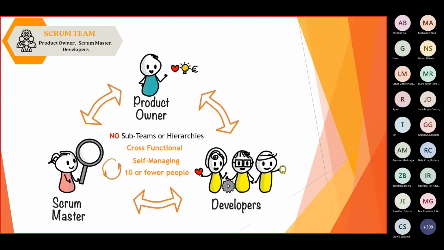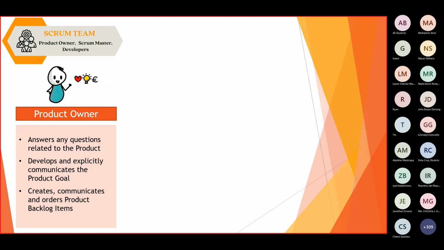Let's see what the responsibilities are that are entailed in these roles. Okay, so let's tackle first the product owner. Just like the name implies, the product owner owns the product. Anything about the product is the responsibility of the product owner, which includes answering the questions related to the product or the service that the Scrum team is providing, and developing and explicitly communicating the product goal. We're going to discuss the product goal later.